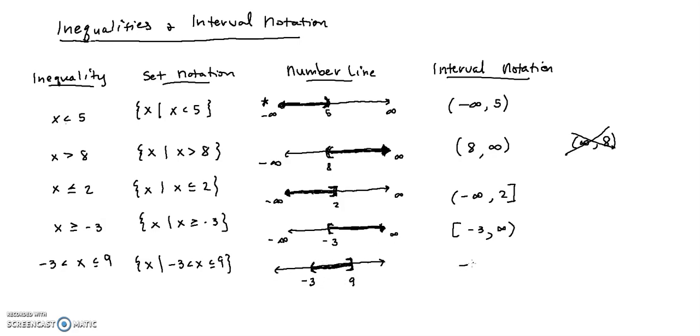So we start from negative 3. We go to positive 9. We've got a round bracket at negative 3 and a square bracket at positive 9. Okay, so the interval notation is kind of shorthand for the number line. When in doubt, set up the number line, and then you should have the interval notation.